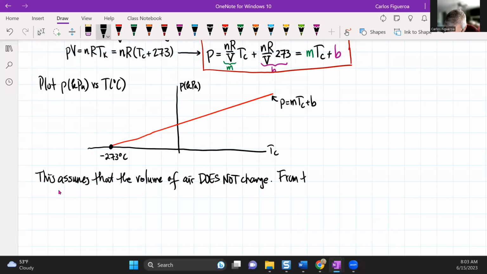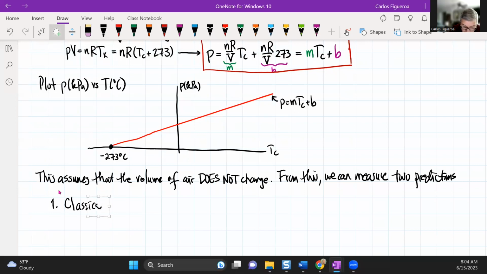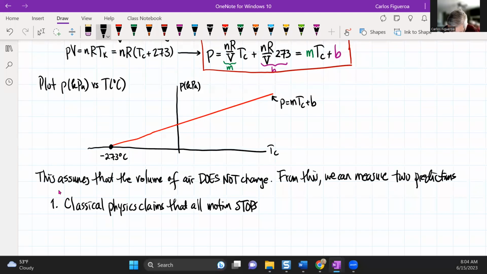From this, we can make two predictions. The first one says this: classical physics claims that all motion stops at the absolute zero temperature value.